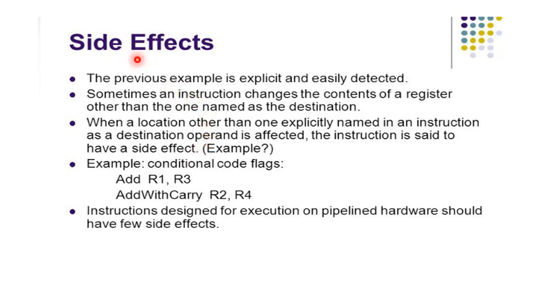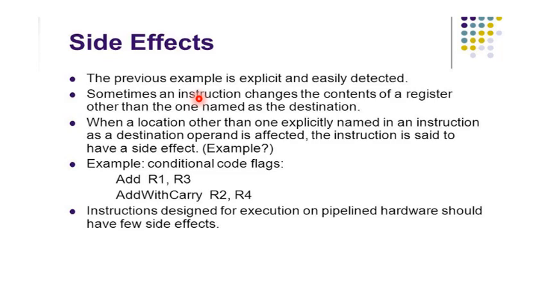Next, let us discuss side effects. The data dependencies encountered in the preceding examples are explicit and easily detected because the register involved is named as the destination in instruction I1 and as the source in I2. Sometimes an instruction changes the contents of a register other than the one named as destination. An instruction that uses an auto-increment or auto-decrement addressing mode is an example of it.